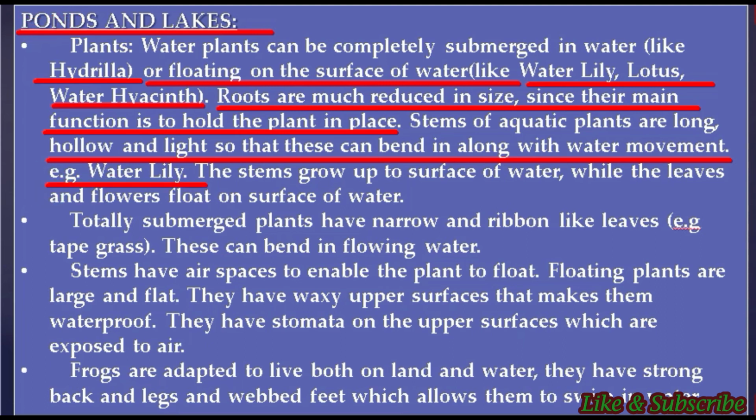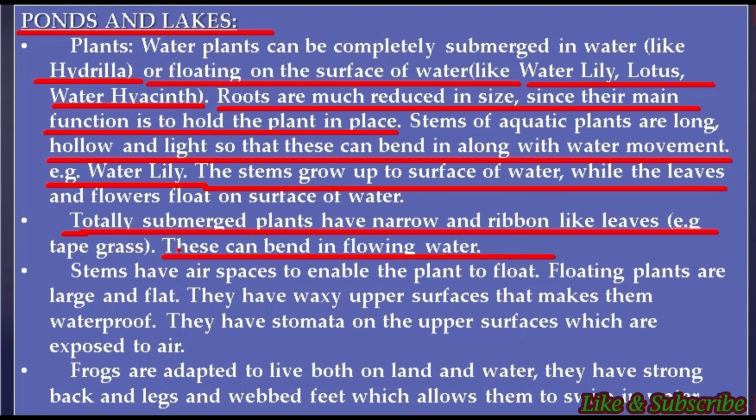And students, the next important characteristic of these aquatic plants is that the stem of these plants grows up to the surface of the water, whereas the leaves and the flowers float on the surface of the water. Students, whereas the totally submerged plants found in these ponds and lakes have narrow and ribbon-like leaves. And due to their narrow and ribbon-like leaves, these plants can easily bend in flowing water.